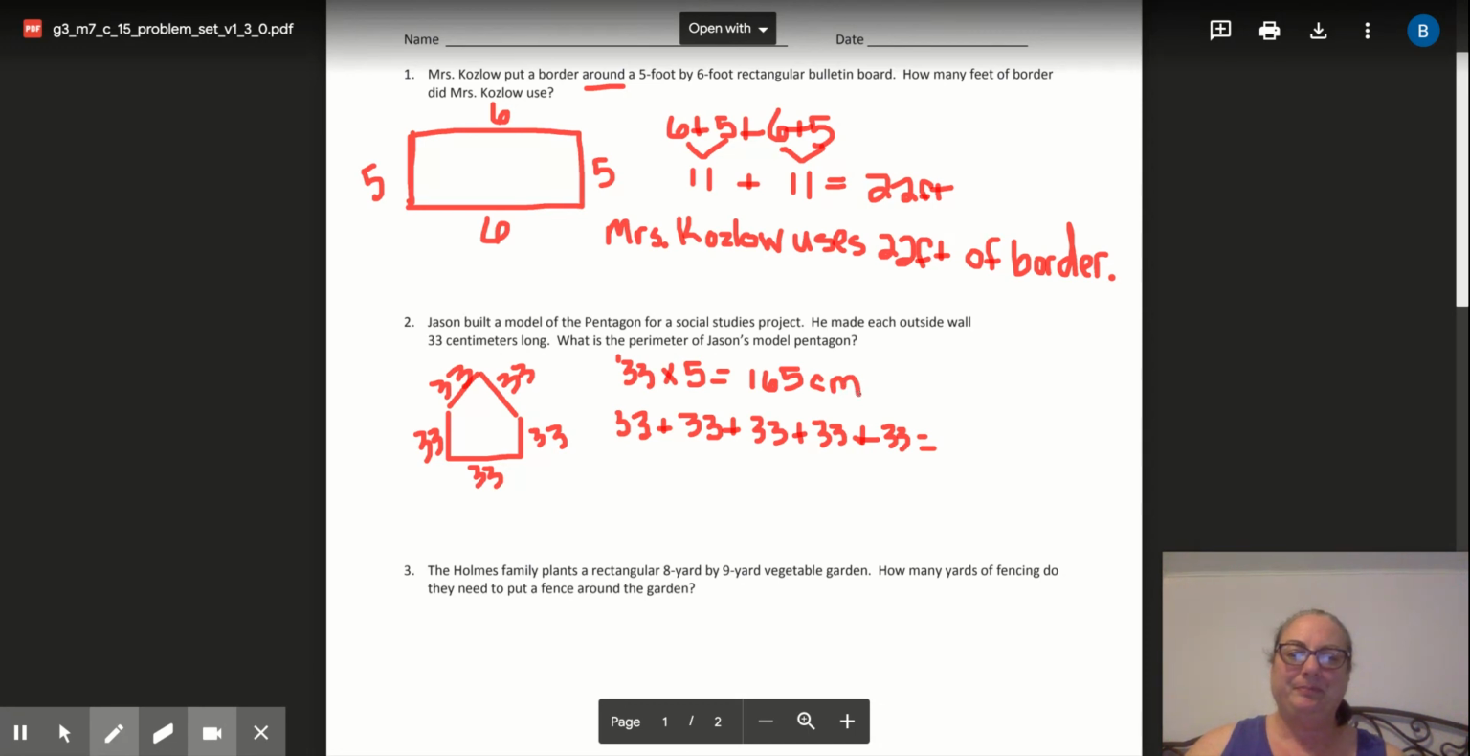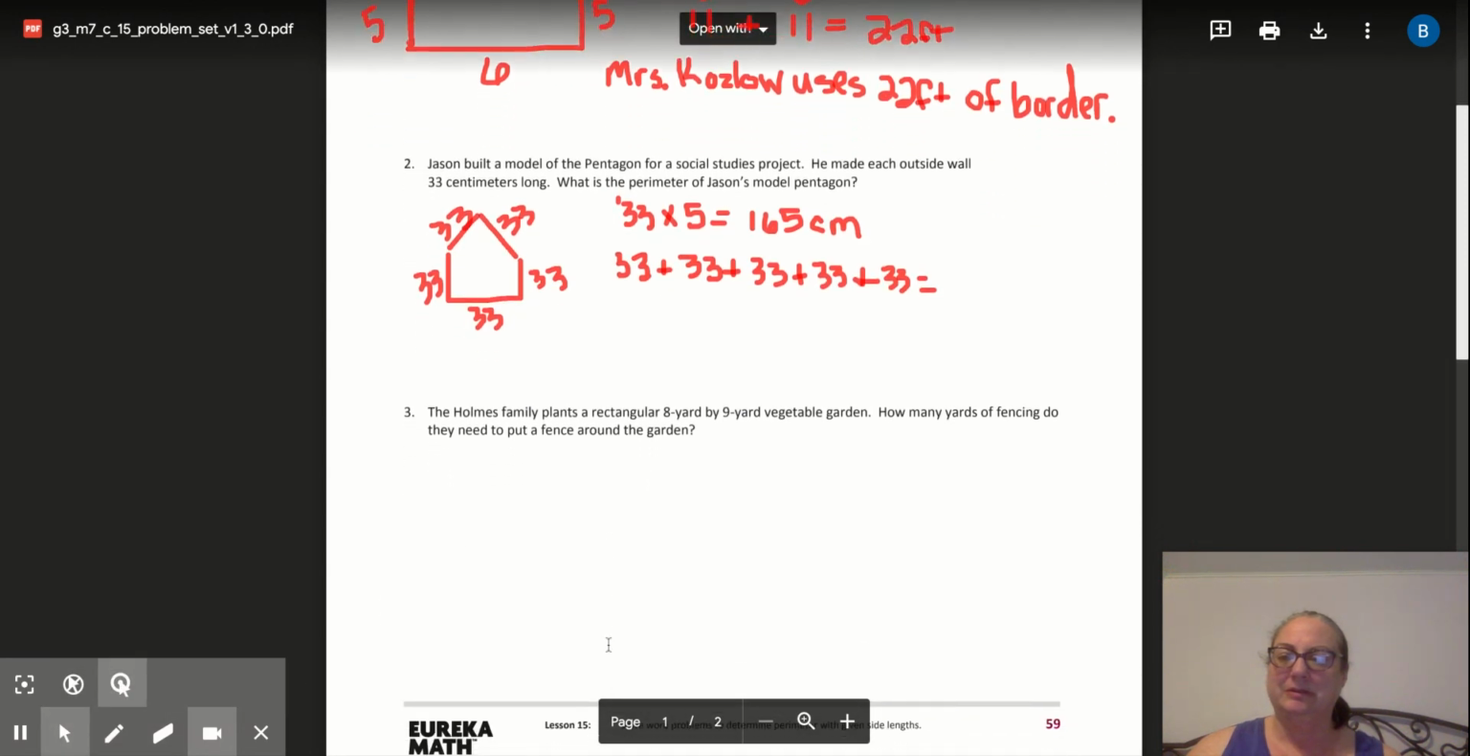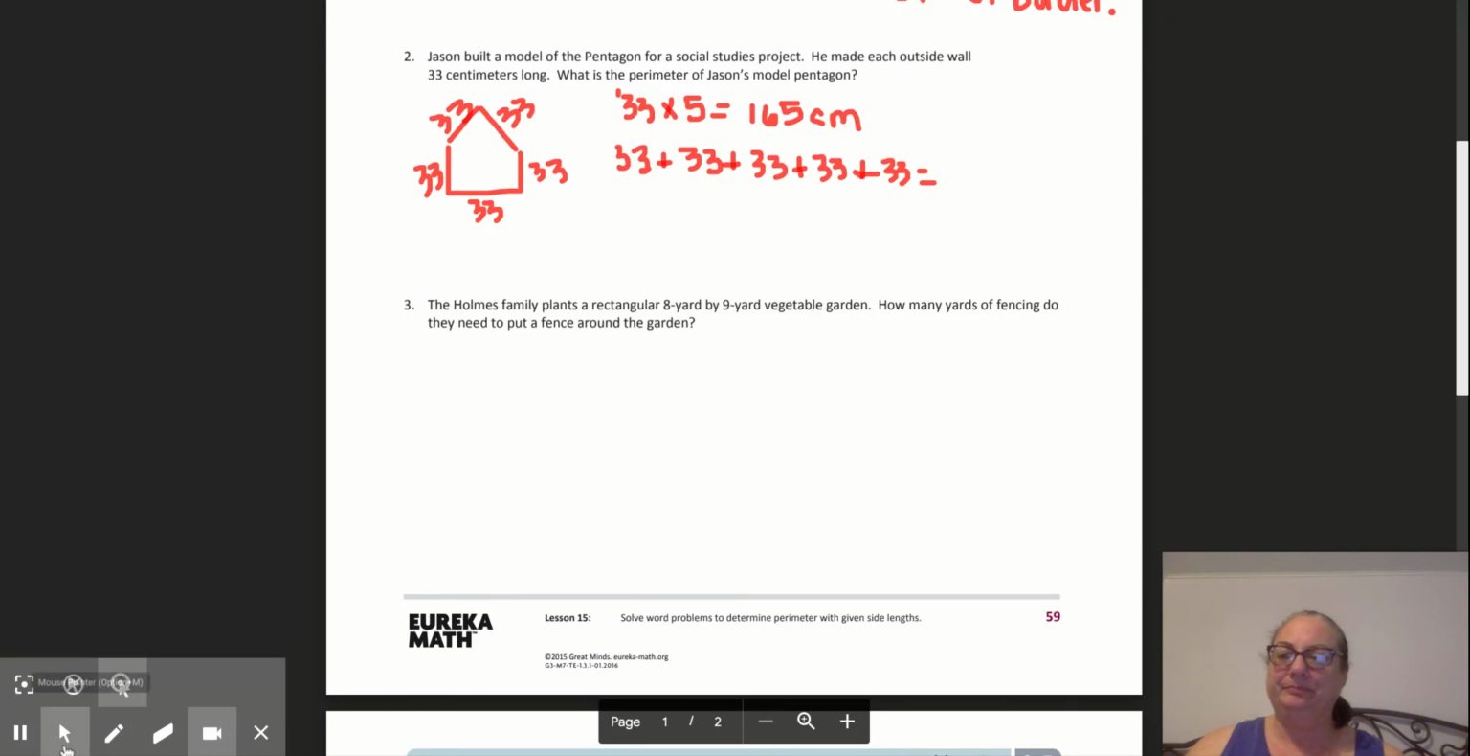So Jason's model pentagon is 165 centimeters. And then you write a sentence. Okay, number 3. The Holmes family plants a rectangular 8-yard by 9-yard vegetable garden. How many yards of fencing do they need to put a fence around the garden? So it's another rectangle.